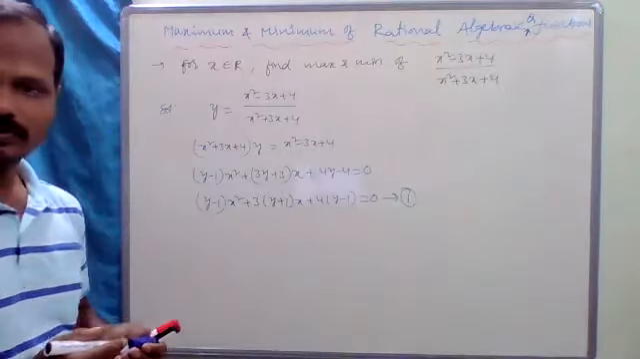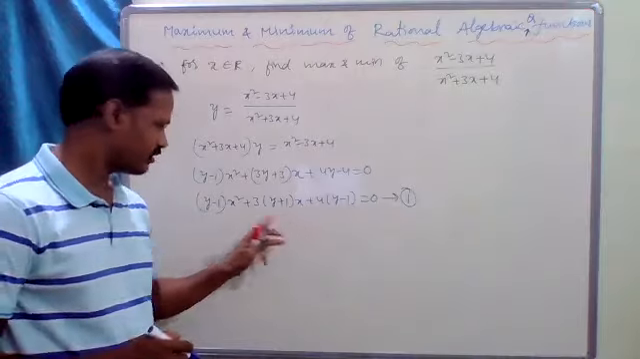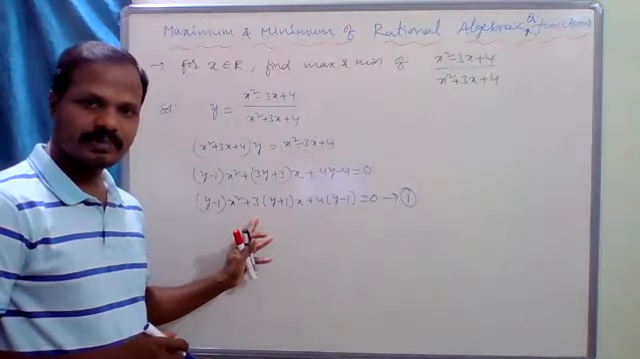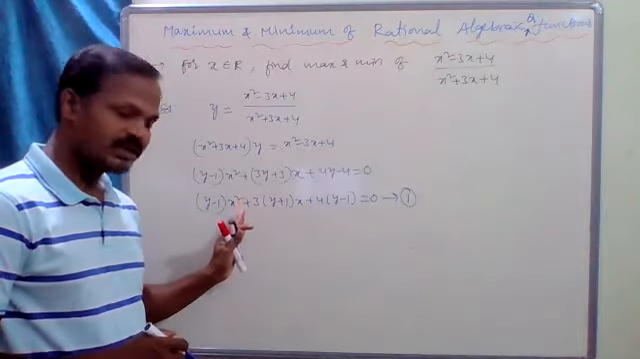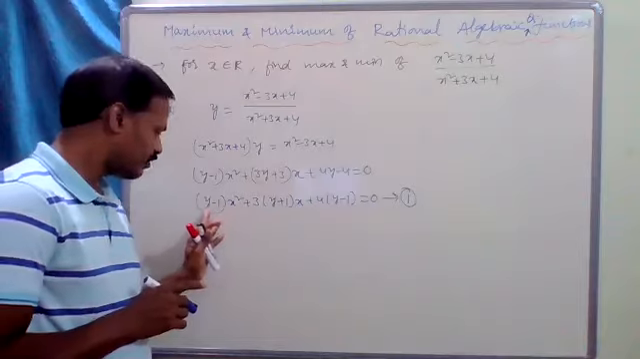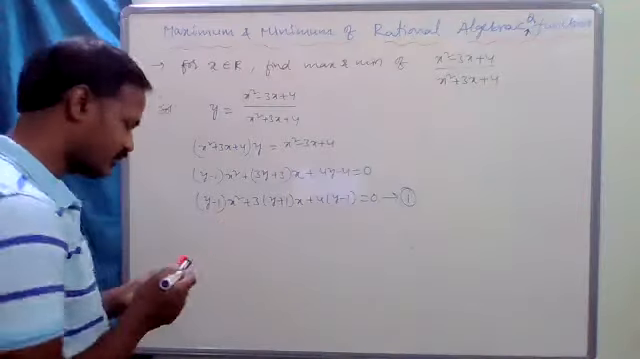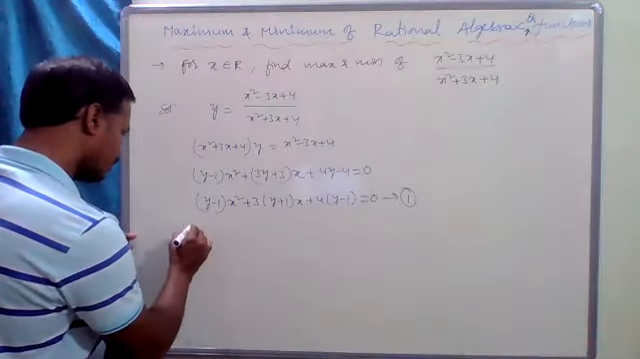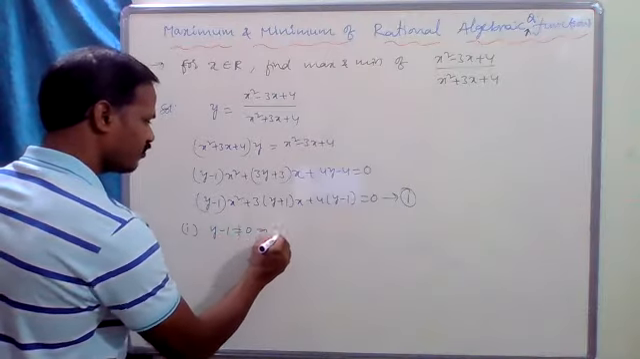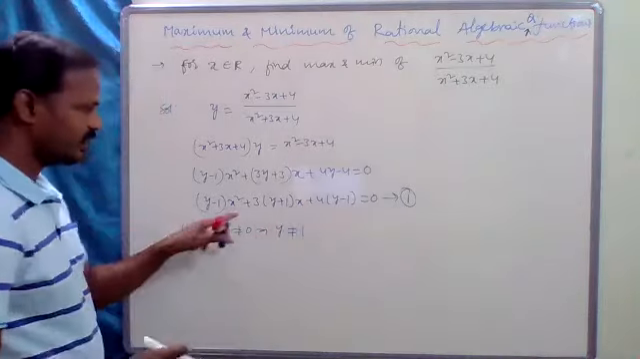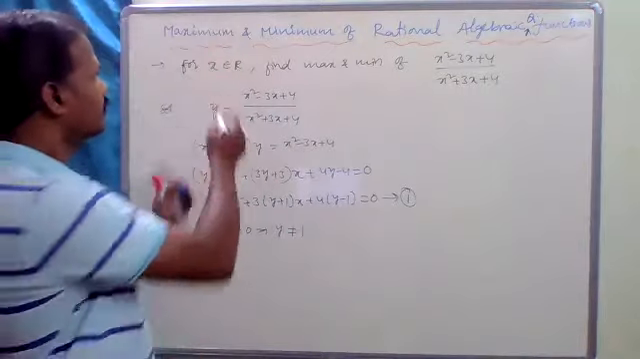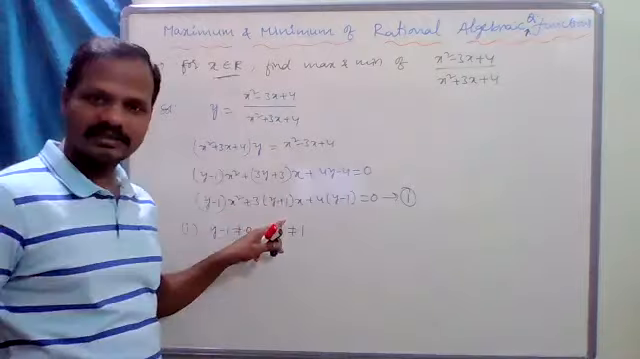Now this is a quadratic expression in x. But what is given? It is a quadratic expression if y minus 1 is not equal to 0, that implies y is not equal to 1. Then it is a quadratic expression. Since x belongs to R, it has real roots.